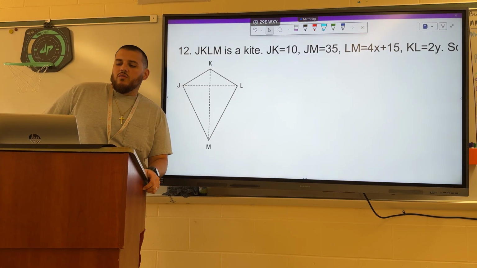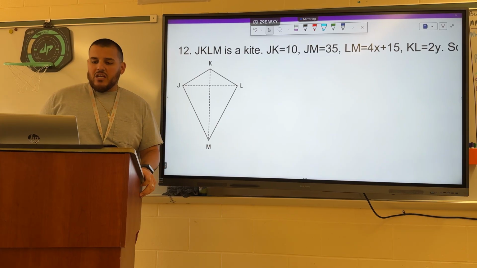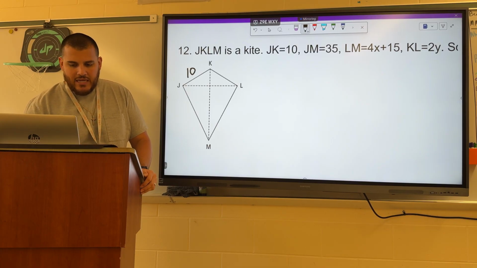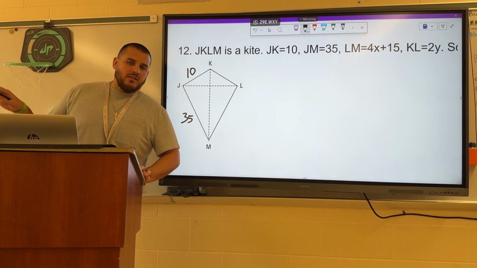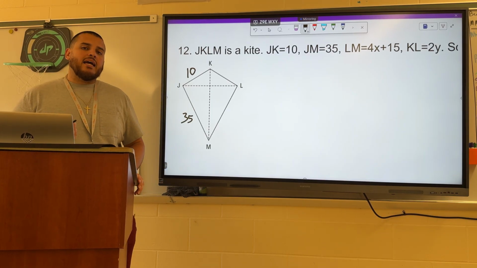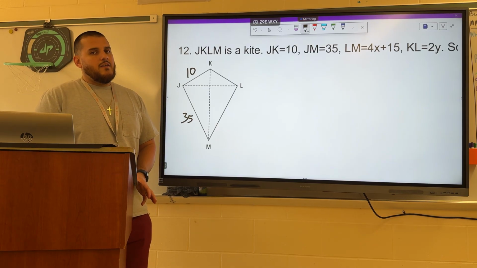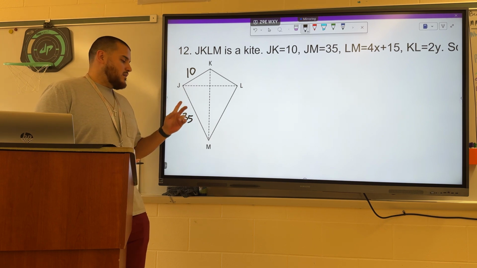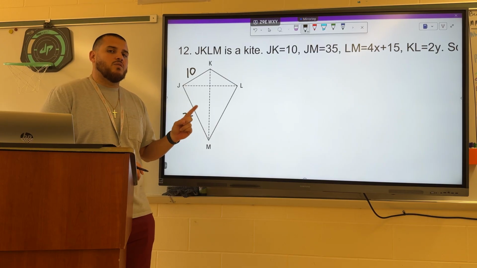In example 12, we are going over side measures for kites here. It says JKLM is a kite, right? We're told that JK is 10 units long, and we're told that JM is 35 units long. Before I look at the rest of this, you need to remember that in a kite, the congruent sides are not opposite of each other. They are consecutive sides. So what this means is there's another side that's going to be 10 units long, there's another side that's going to be 35 units long, but again, they're not across from each other.